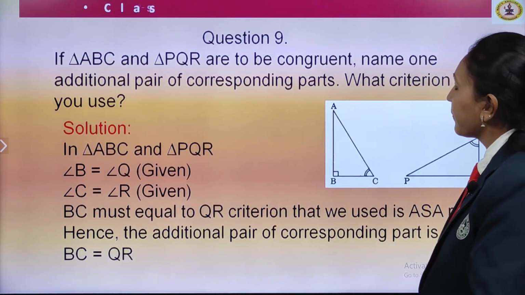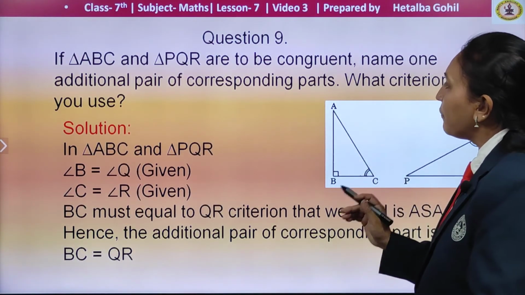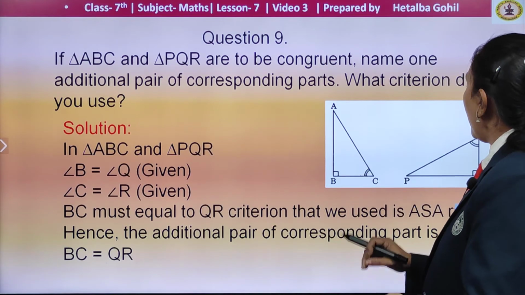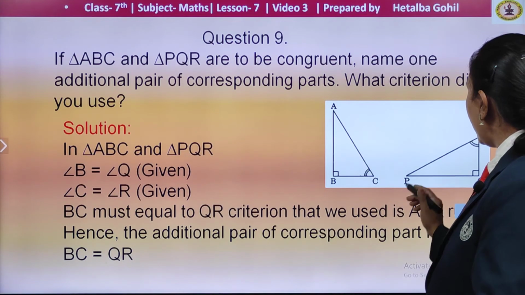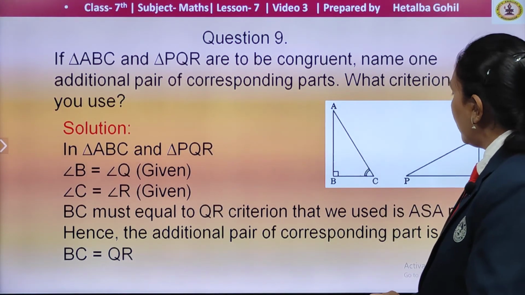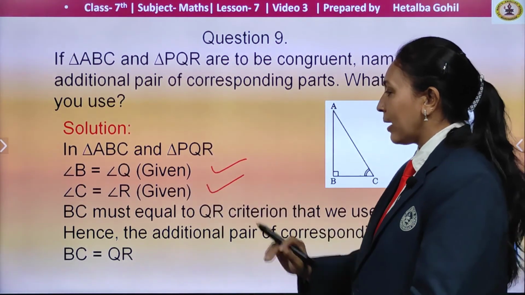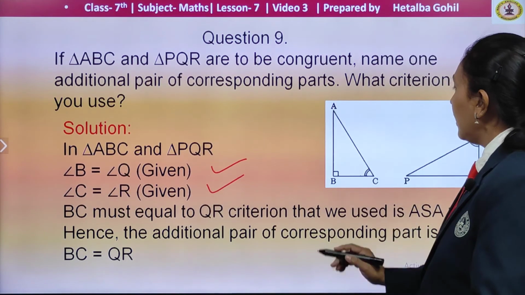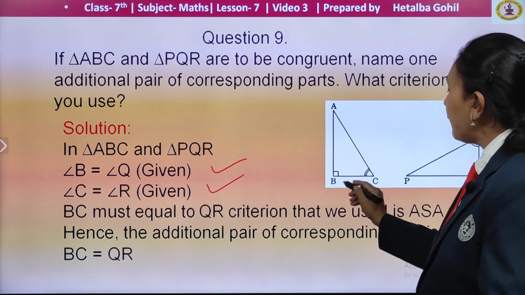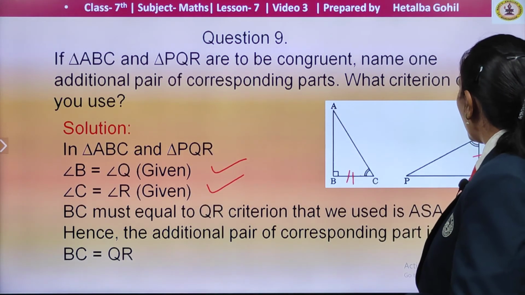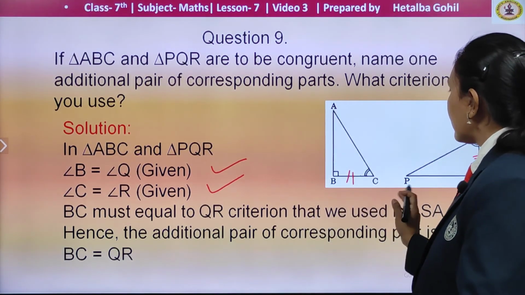Question number 9. If triangle ABC and triangle PQR are to be congruent, name one additional pair of corresponding parts and what criteria do you use here? So, here children, you can see the triangle ABC and triangle PQR is given to us, wherein angle B is equal to angle Q, angle C is equal to angle R. That means two angles are given. That means in order to have the two triangles congruent, if we take BC equal to QR, that is the included side, then the two triangles will be congruent by ASA criteria.